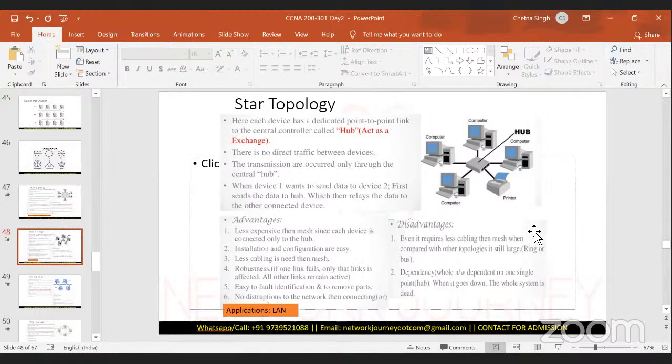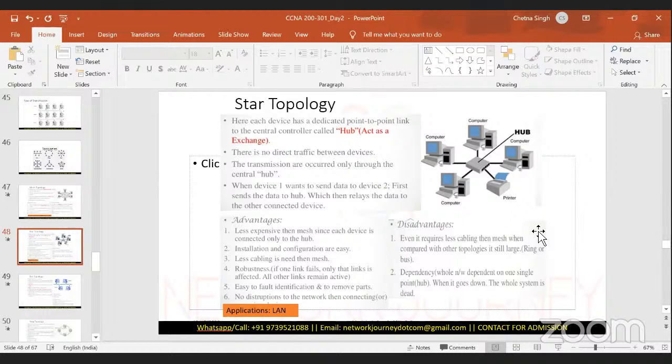Clear. Okay, moving on to the next topology, which is a very famous topology, the star topology. Star topology is where we have one point of contact. It is a boon as well as a curse, whereby you have one central controller and all of the devices are connected to this controller. If that controller fails, then your entire system or network goes down.